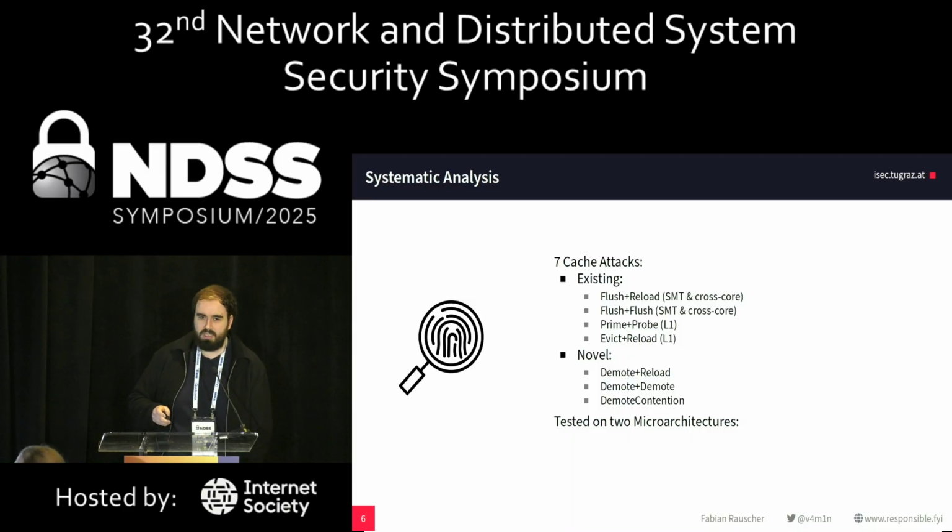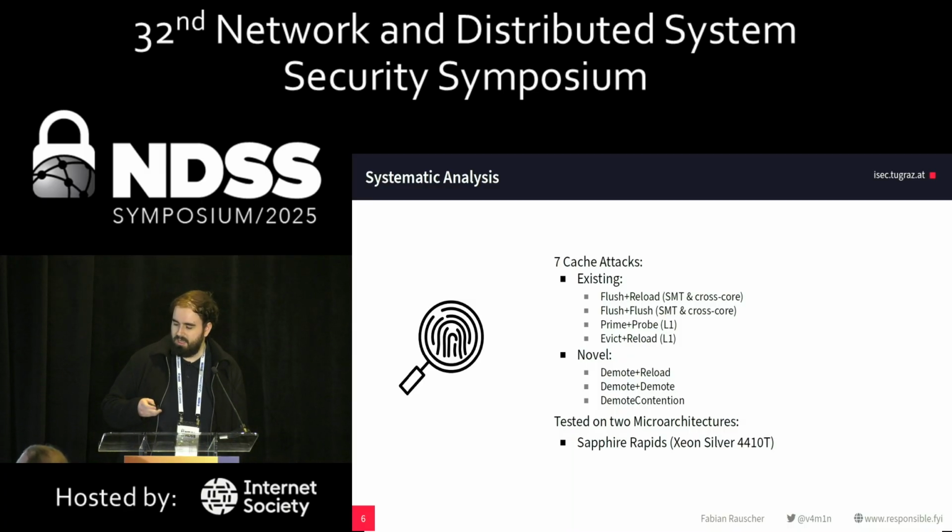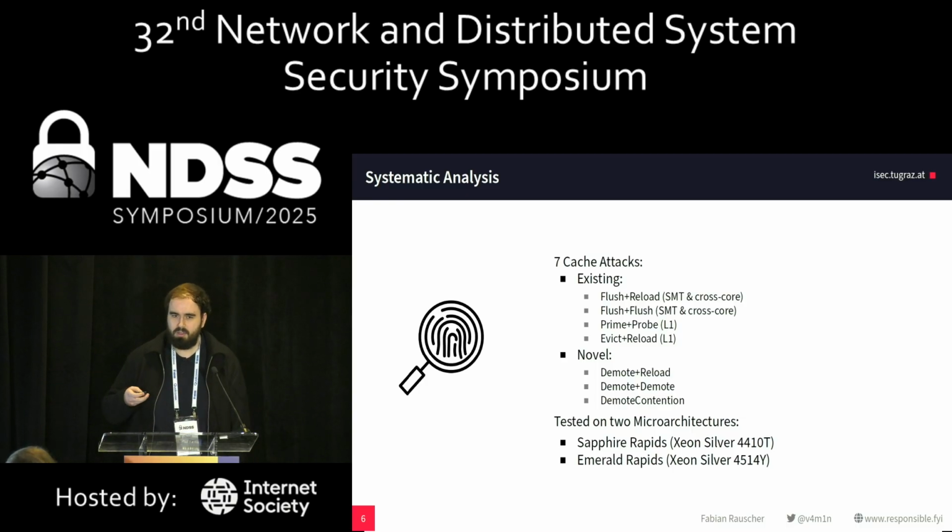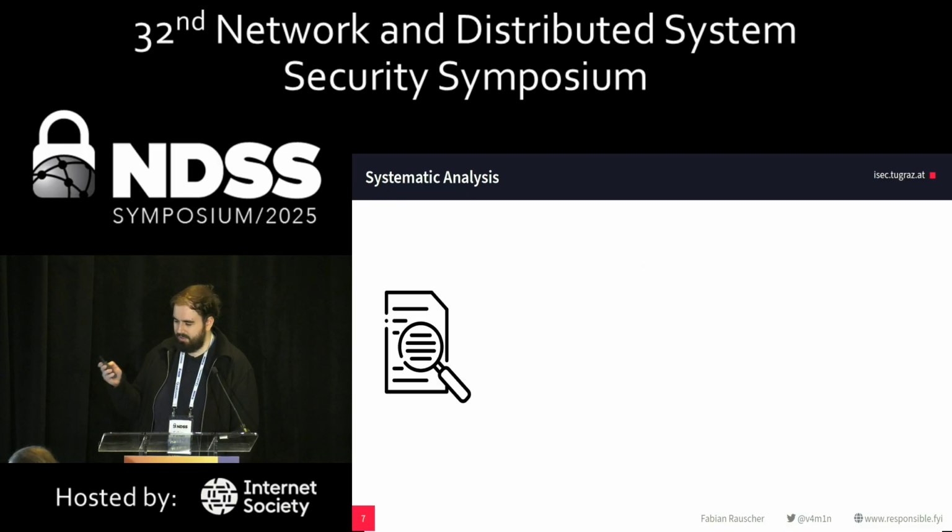And we tested all these things on 2 recent Intel microarchitectures, Sapphire Rapids and Emerald Rapids. They're like the 2 most recent Xeon microarchitectures from Intel. And yeah, we evaluated this very extensively. So we came up with 9 metrics to compare them.